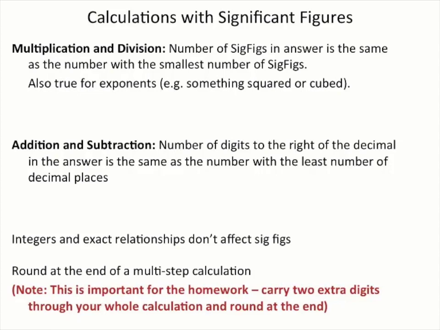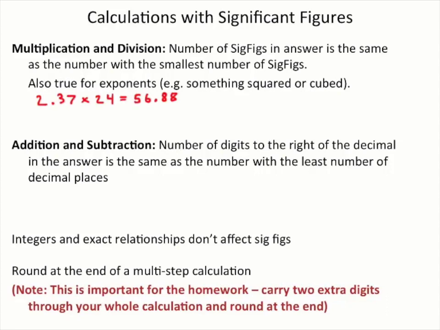Okay, so how you deal with the significant figures in a calculation is grouped by whether you're multiplying and dividing or whether you're adding and subtracting. And in this case, squaring something or taking an exponent counts as multiplying and dividing because really you're just multiplying something by itself.